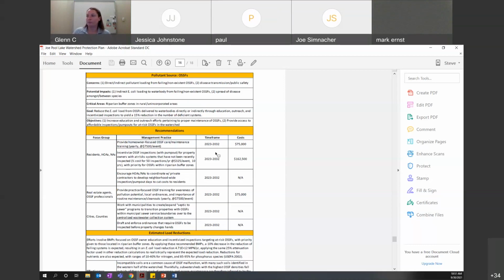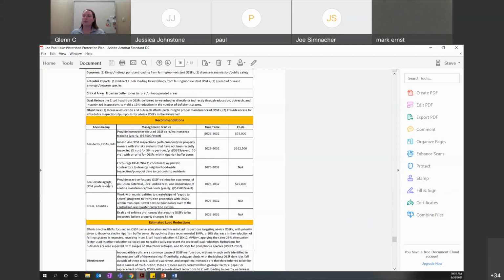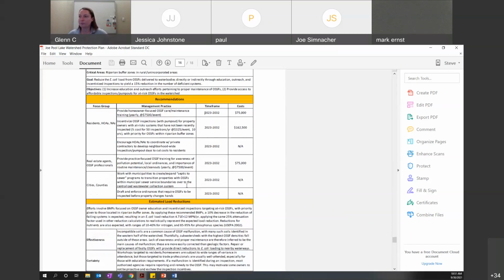So if you incentivize the inspections with the pump out for the property owners with those at-risk systems that have not been recently inspected, it could equal half cost for 50 inspections at $325 an event over 10 years. And then provide practice-focused training for awareness of pollution potential, local ordinances, and importance of routine maintenance and cleanouts. So yearly, and this is about $7,500 an event, which is how we determine the cost here.